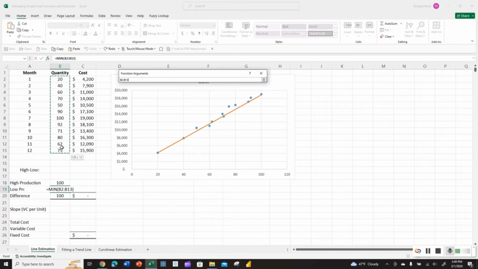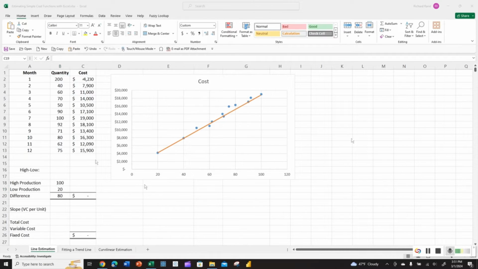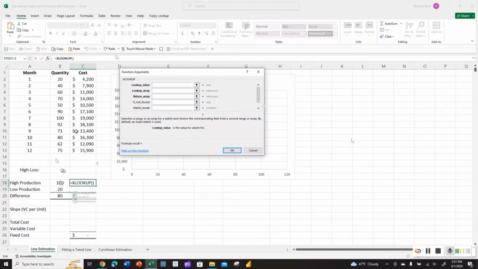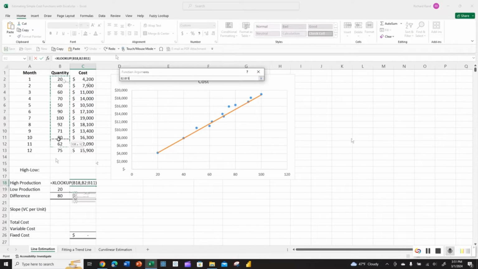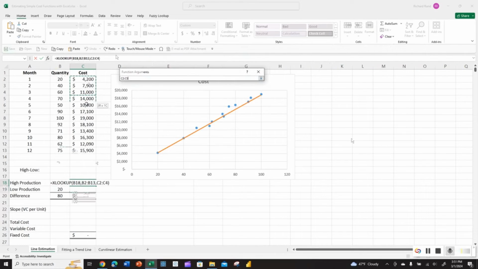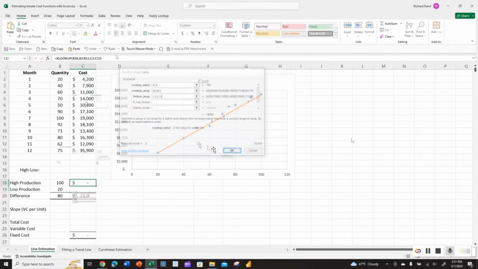and highlight that. So I'm actually going to use the XLOOKUP function to look up the cost associated with each of these production levels. So if I do XLOOKUP and Control A to bring up the dialog box, I'm going to look up this value. I'm going to look it up in this array. I want to return the associated value in this array and hit enter, and there it is.